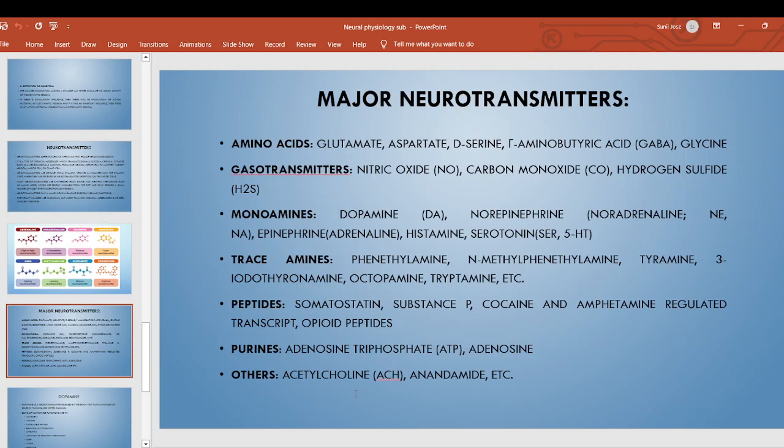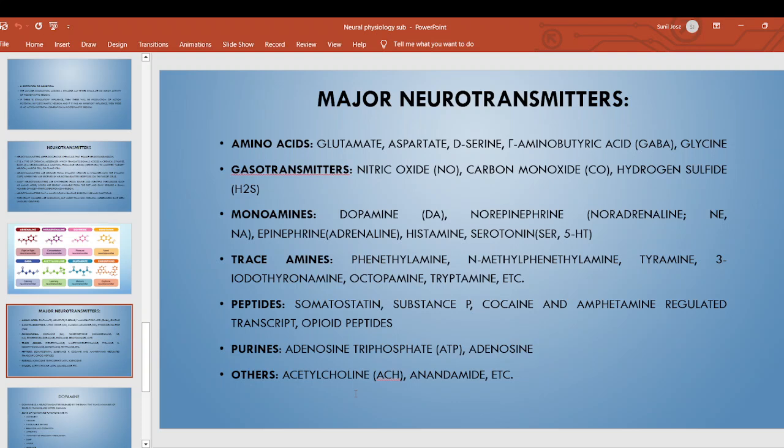Then another category is trace amines. Trace means very low. Amines means compounds having an amino group. These trace amines are, for example, phenylethylamine, tyramine, octopamine, tryptamine. These are some of the amines because they contain an amino group. Because they contain amino groups, we call them amines. There are certain types of amines which are needed by the body in very minute quantity, so they are known as trace amines.